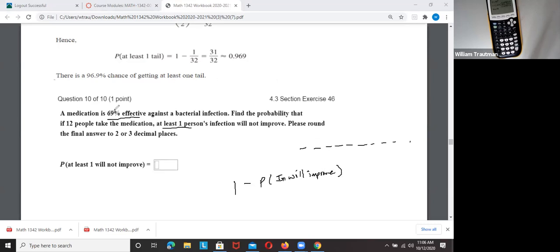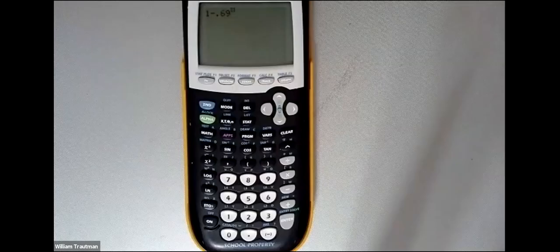And once again, 69% effective. That means 69% will improve. 1 minus 0.69 to the 12th power. There's 12 different ones. So we're going to put that into our calculator. 1 minus 0.69 raised to the 12th power, that arrow up button. Let me show you. Once again, that arrow up button.